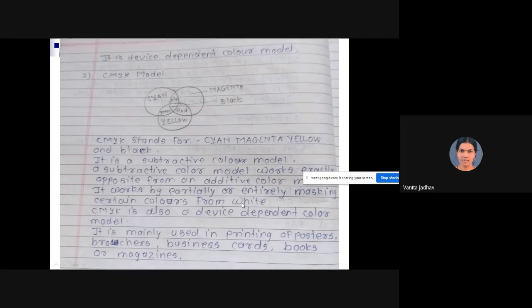It means it is trying to show the dark colors. So CMYK is also a device dependent color model. Like RGB, it is also color device dependent.